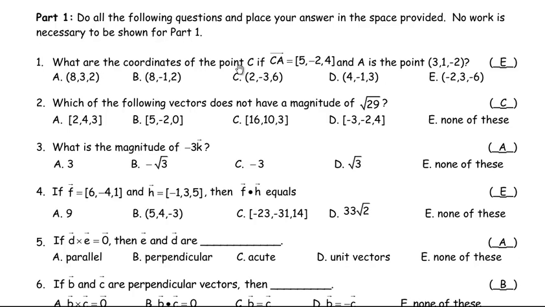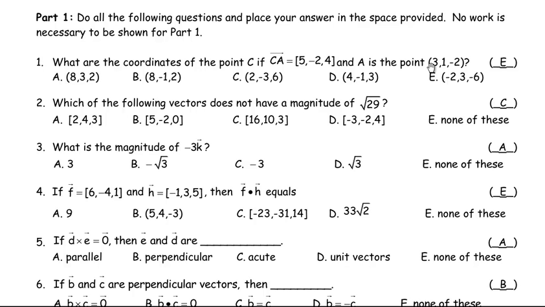In question number 1, it asks, what are the coordinates of C if the vector CA is [5, -2, 4], and A is the point (3, 1, -2)? Now, a little terminology before I get very far. I use square brackets to represent vectors, round brackets to represent points, to help distinguish between them, because if you used the same notation, you'd always have to be reading into a question: is it a vector? Is it a point?